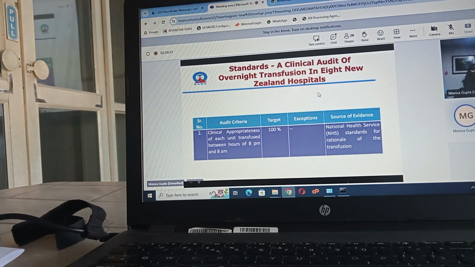The next standard is about the clinical appropriateness of each unit transfused between the hours of 8 p.m. and 8 a.m. And what is your target? It is 100%, that we have to transfuse rationally. What is the evidence? It is NHS.